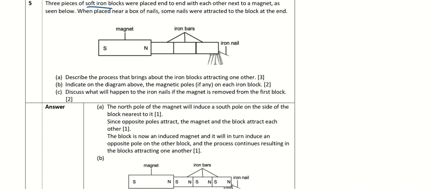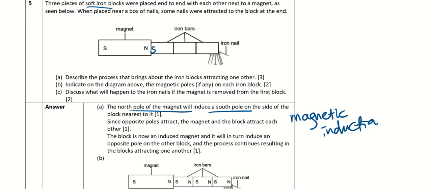Describe the process that brings about the iron blocks attracting each other. Okay, so this is magnetic induction, which is a process whereby the north pole of the magnet will induce a south pole on the side of the block nearest to it. So here will be a south. Since opposite poles attract, the magnet and the block will attract each other.